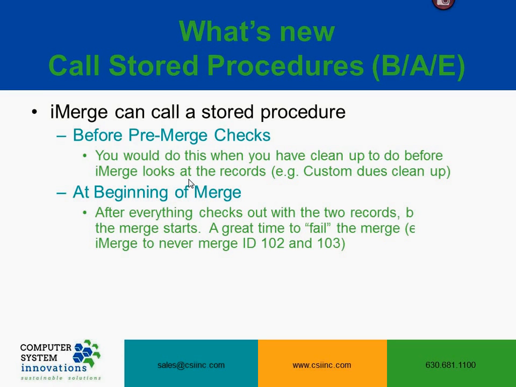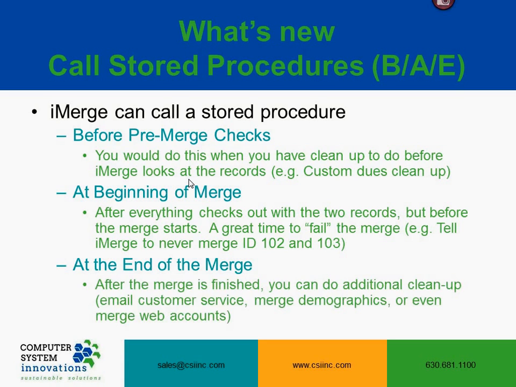You can also call it at the beginning of the merge. So after iMerge says, yeah, this is cool, I can merge these two records. Well, what if you wanted to do something like fail a merge? For instance, ID 102 and 103 are both Zach Brandt, but they are two different Zach Brandts. I know that sounds rare, but it is possible. And if I had a new customer service person working for me and I really didn't want them merging those two Zach Brandts, I could create a stored procedure that said, hey, if someone tries to merge ID 102 and 103, fail it. Another cool thing you could do is email customer service every time. Well, actually, that's probably done at the end, but you know, other fun things like that.